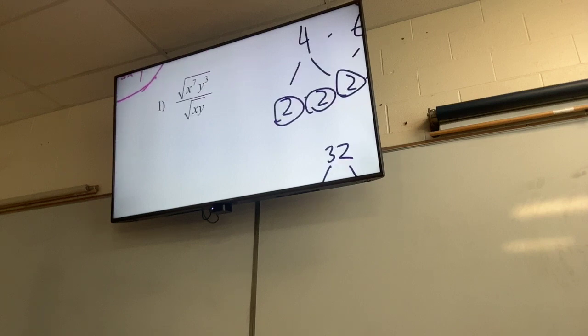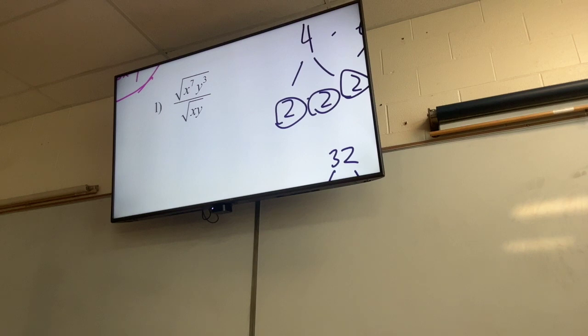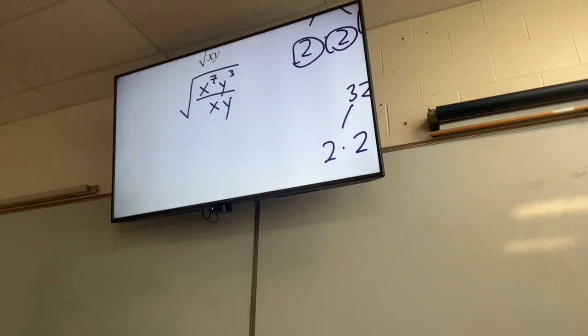All right, guys. All right, this is a lot easier if we divide first. I got another one. X to the 7th y cubed divided by xy. How do we do that? Remember? These technically have 1s on them. What do we do? Yeah, so we subtract the exponents when we're dividing, right?